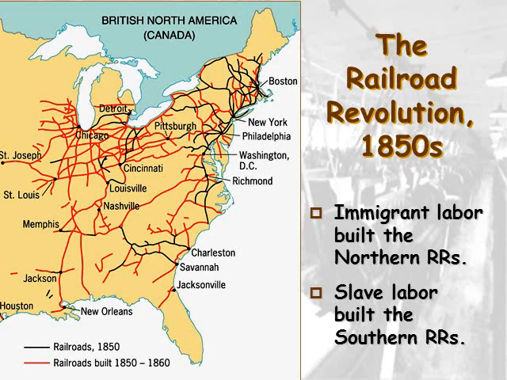So again, you're having a sectional division here, as the north is becoming more and more industrial and the south is still clinging to the traditional agricultural economy. Now, the northern and western, I suppose, northwestern railroads are built by immigrant labor. The railroads that are built in the south are built by using slave labor.